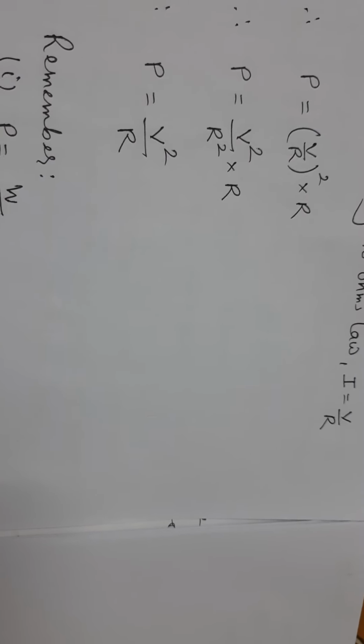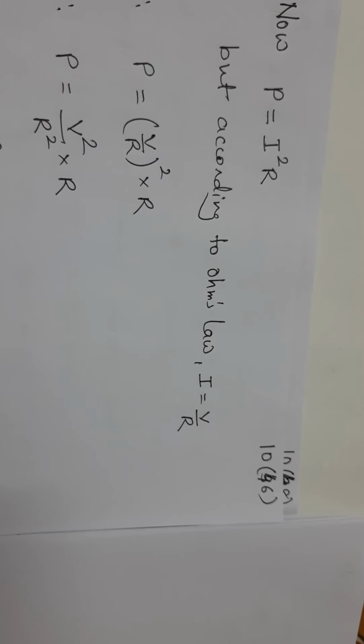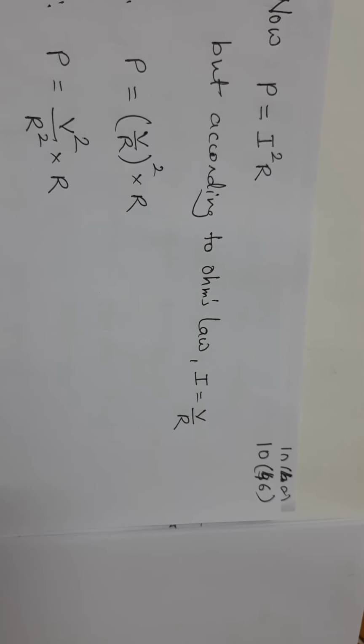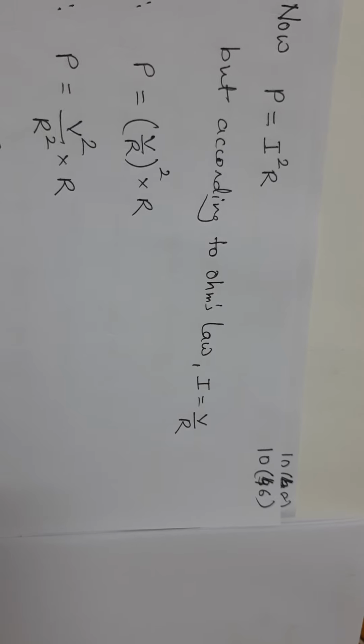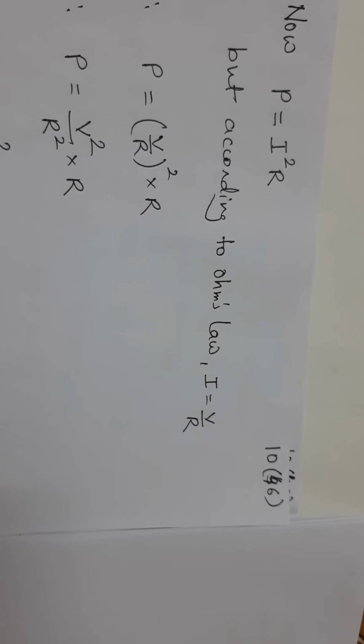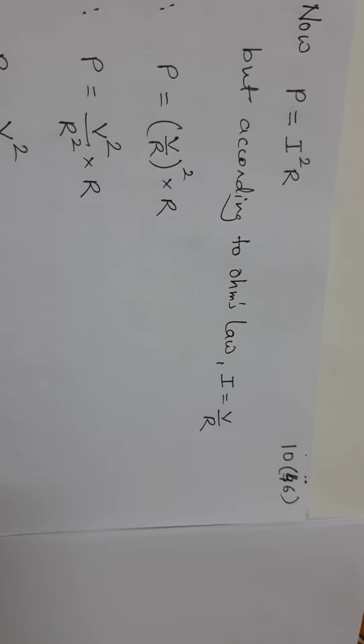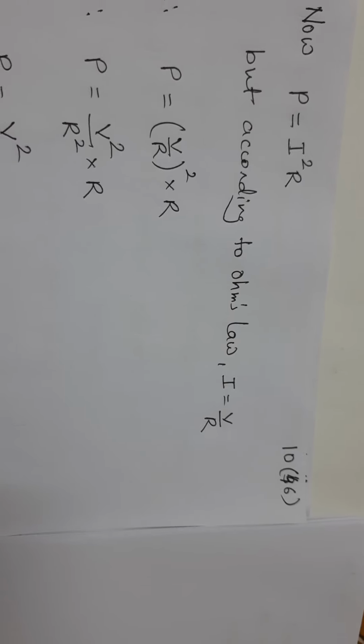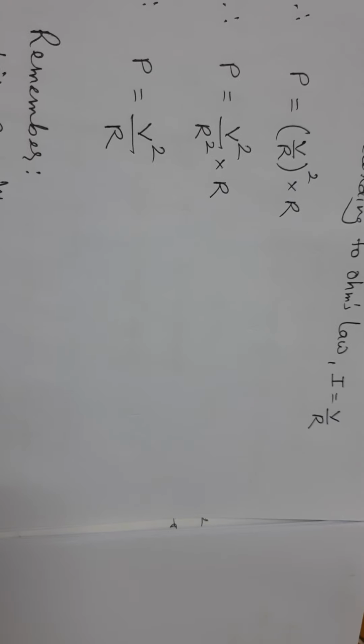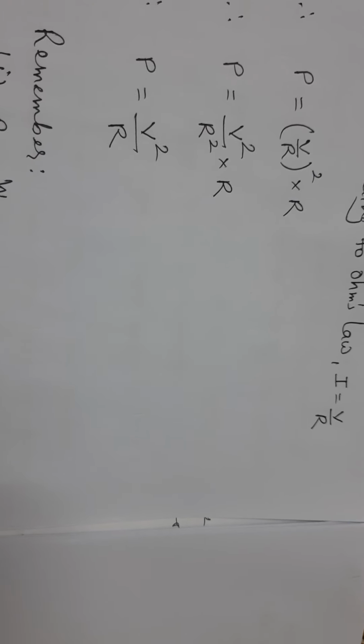Then comes P is equal to I square R that we saw earlier, but according to Ohm's law, I is equal to V upon R. So if I is replaced by V upon R, we get another formula, P is equal to V upon R whole square into R. So we have V square upon R square, and then finally another expression for power is V square upon R.